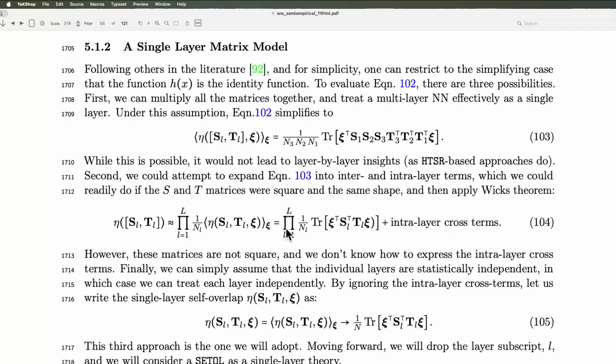So this is the key idea. We compute this self-overlap, which we described earlier in the paper in section 4.2. And then this is going to be a product of self-overlaps for individual layers. And then there are going to be these layer-layer cross terms. WeightWatcher can actually compute the layer-layer cross terms, but I'm not entirely sure how to integrate them into this equation. So we end up just treating each individual layer as if it's a statistically independent thing.